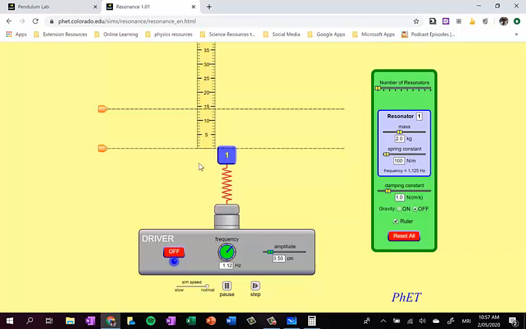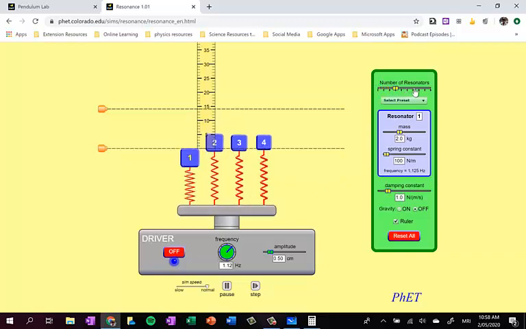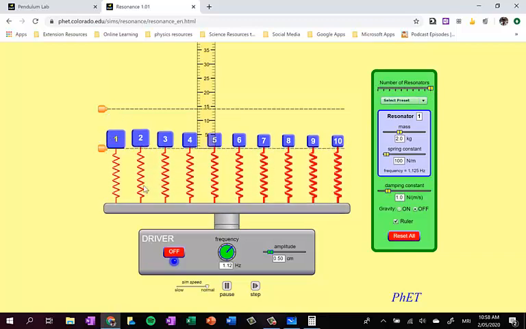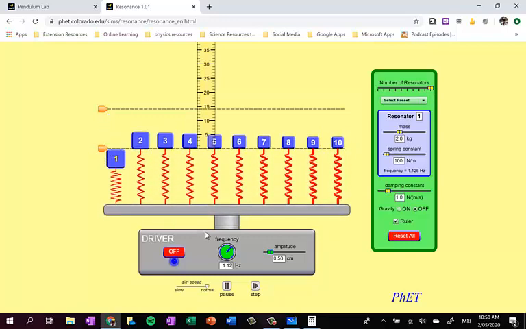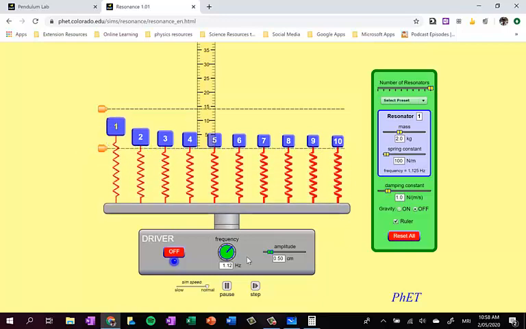Okay, and it depends on the spring constant and the mass, obviously, what frequency I'm going to be forcing this thing at. So now we have a huge amplitude. And I can show you, if I add a bunch of resonators here, these all have different spring constants. And you can see that only this one is oscillating, because we're going at the right frequency.